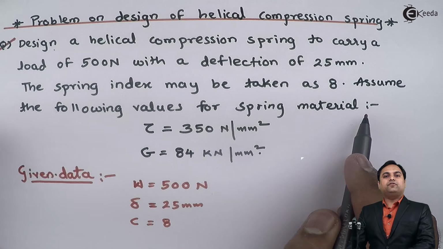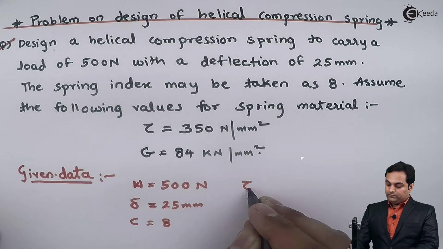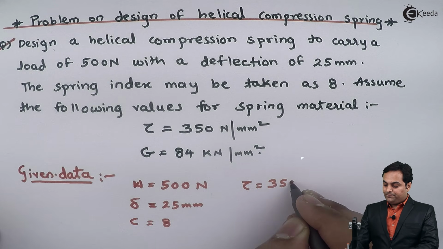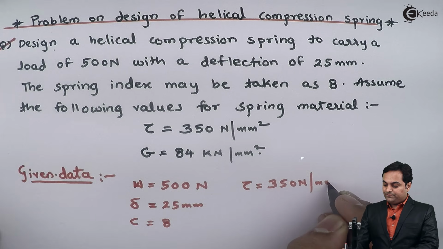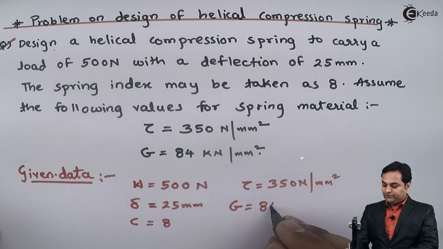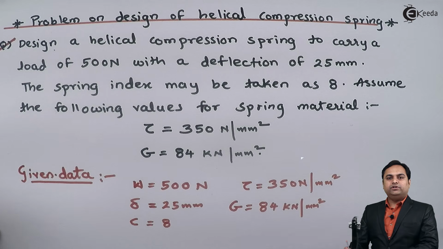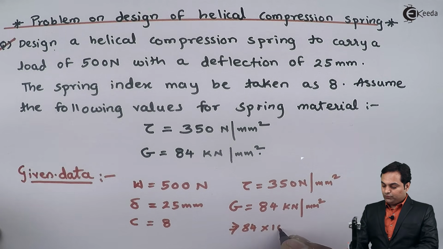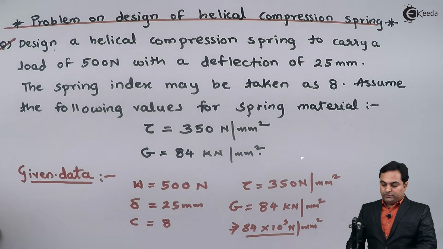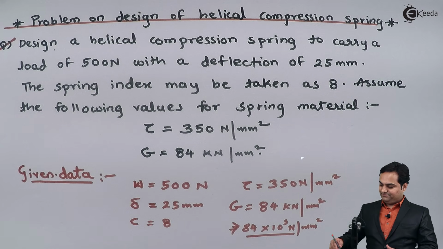Assume the following values for spring material. Tau and G values are given. Tau is 350 Newton per mm square, and G, which is modulus of rigidity, 84 kilonewton per mm square. I'll convert this, so this becomes 84 into 10 raised to 3 Newton per mm square. Now for these data available, let us try to design the spring.